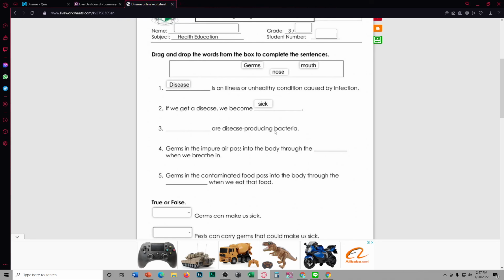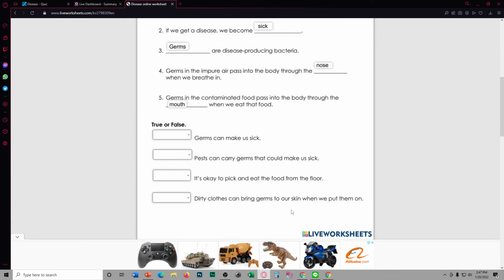What can cause disease? Disease-producing bacteria. What's the answer? Germs. Germs in impure air pass through the blank when we breathe in. Nose. Germs in the contaminated food pass into the body through the mouth when we eat food. Germs can make us sick.